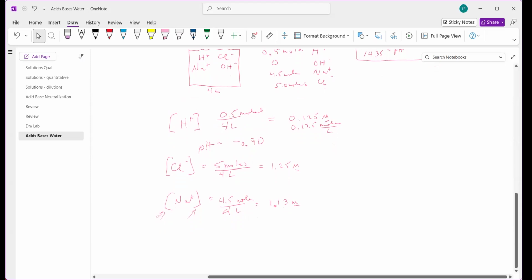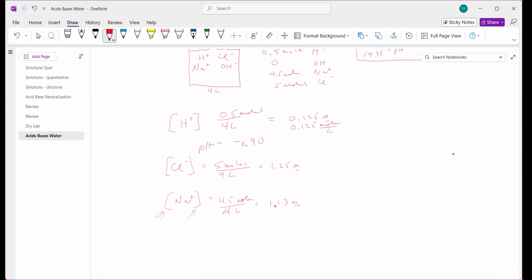Oh, and then when we did the pH here, we could have also done pOH. Just subtracted from 14.